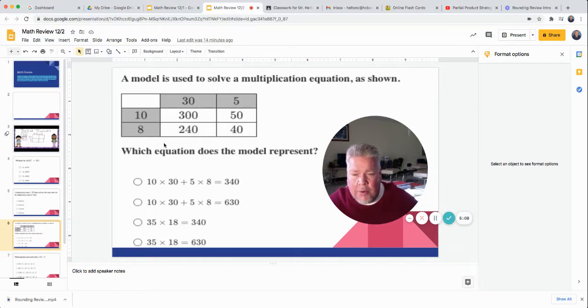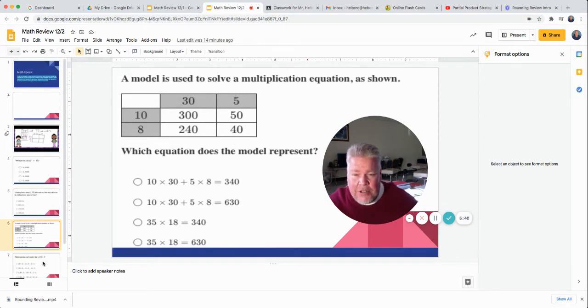So partial products, area model, it's breaking apart. Another word you might see on these tests is decomposing the numbers. The tens place and the ones place. That's breaking them apart, decomposing those numbers, and multiplying them in the area model to get these partial products that you add together to get the answer. It's a different way of multiplying. We worked on it, but it's been a long time.